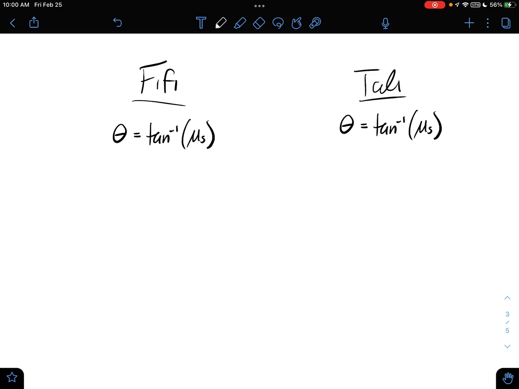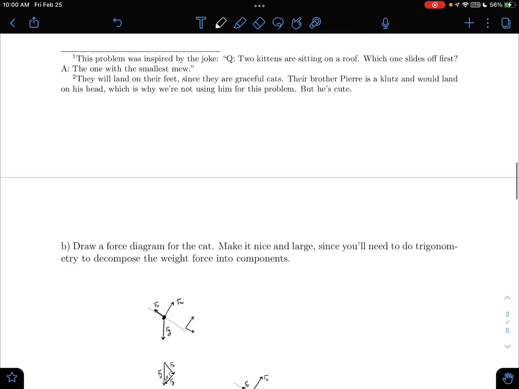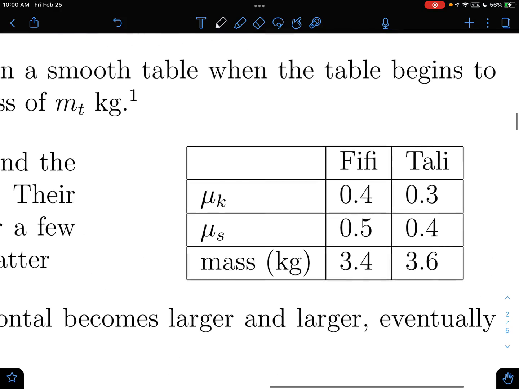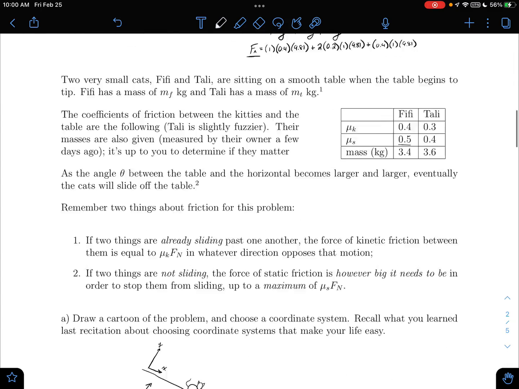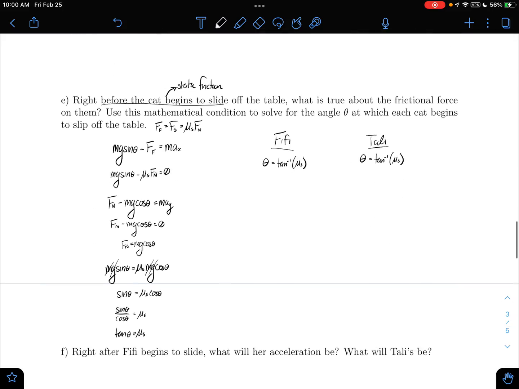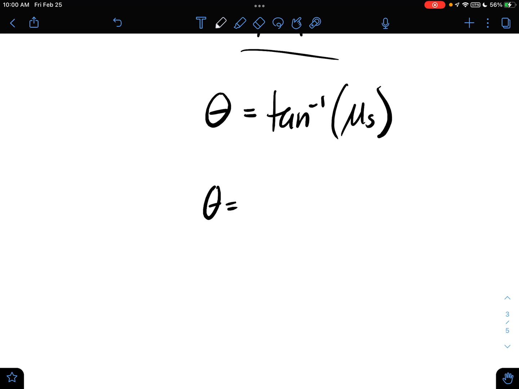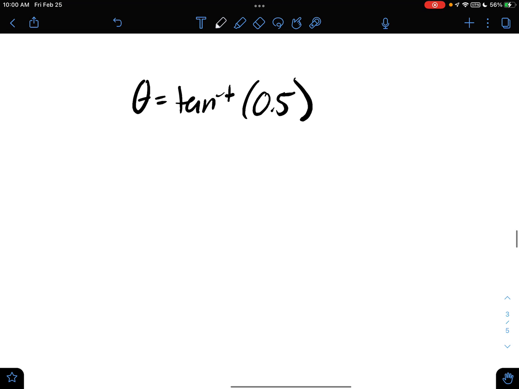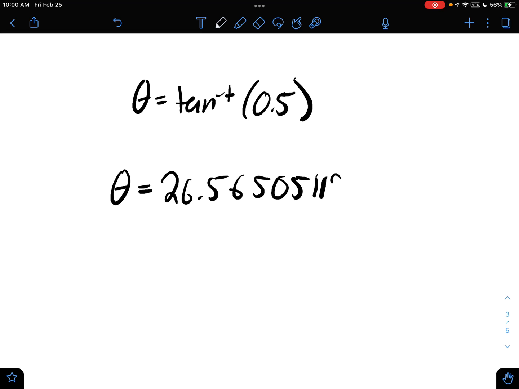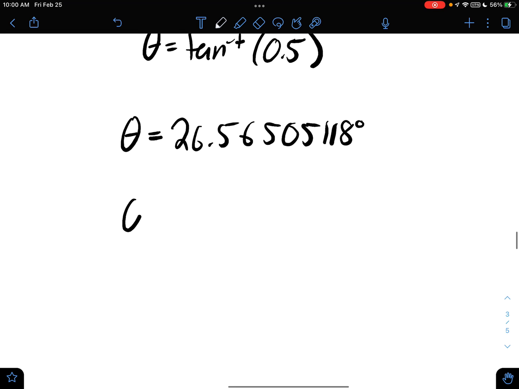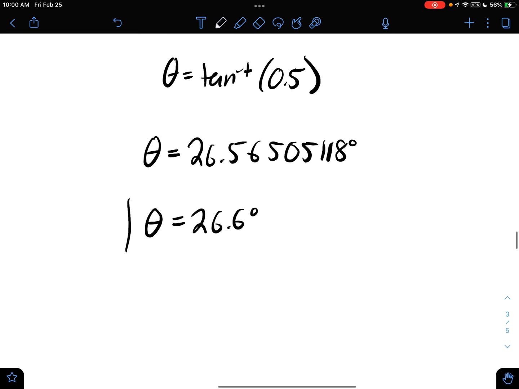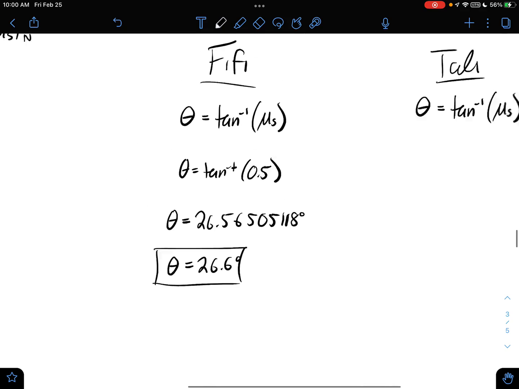So for Fifi, our coefficient of static friction, if you go back up, is 0.5. So theta is the tan inverse of 0.5, and that means our theta is approximately 26.5650518 degrees. Cutting for sig figs, 26.6 degrees. There we go. That's the angle that Fifi starts to slide at.